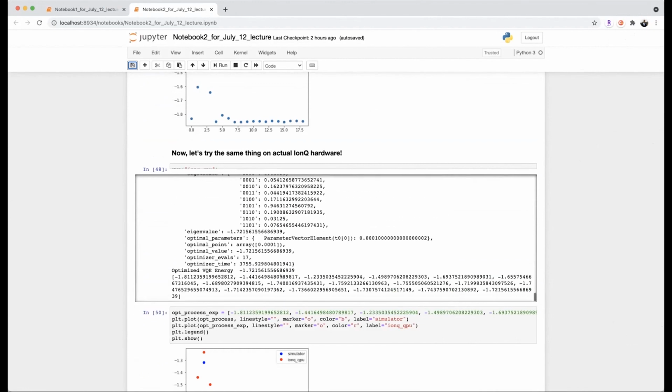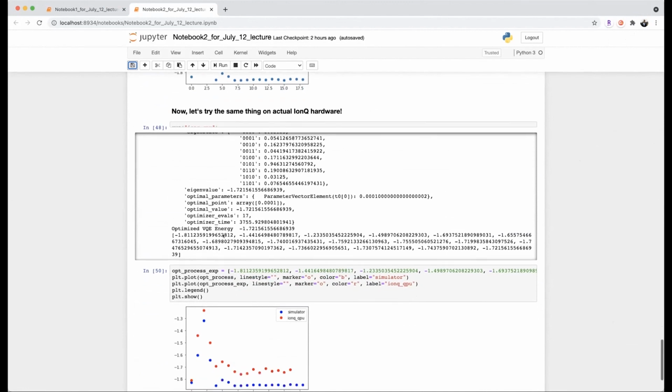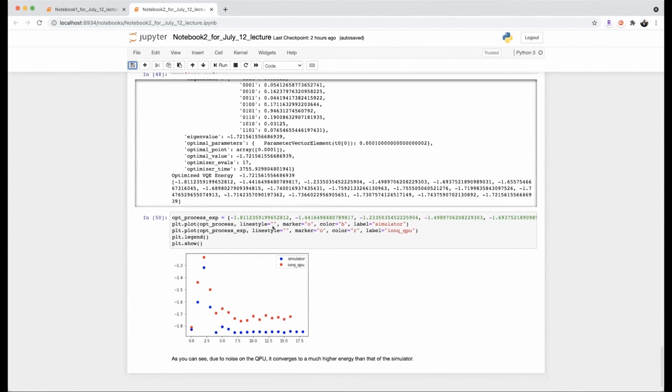Here, as you can see, we have the optimized VQE energy on an actual quantum computer, and we can plot the energy as a function of iteration. Now you can see that due to the noise on the QPU, it converges to a much higher energy than that of the simulator.